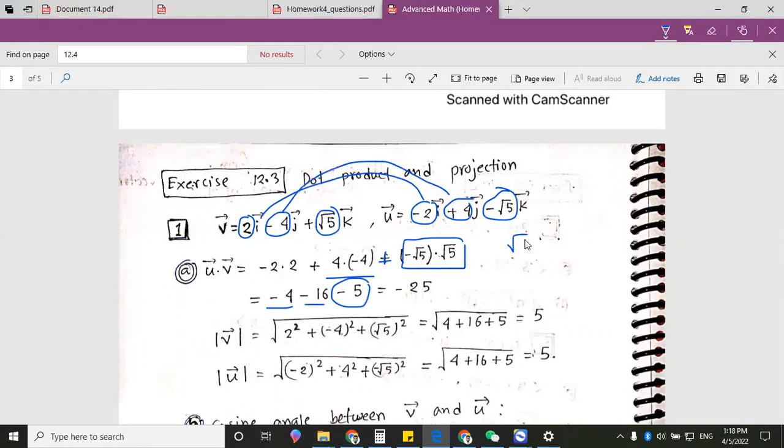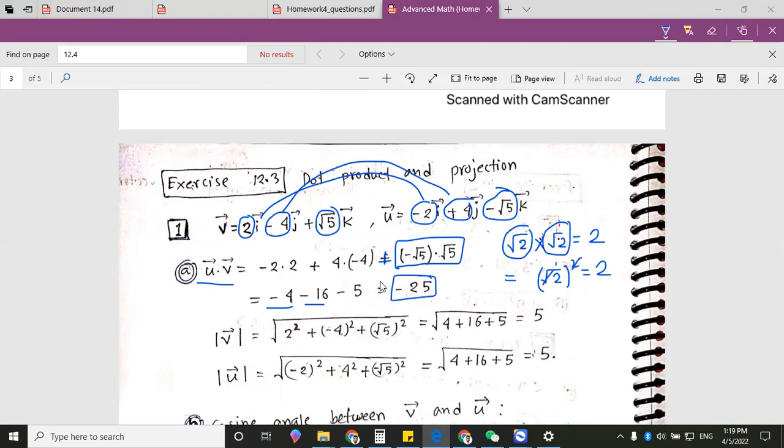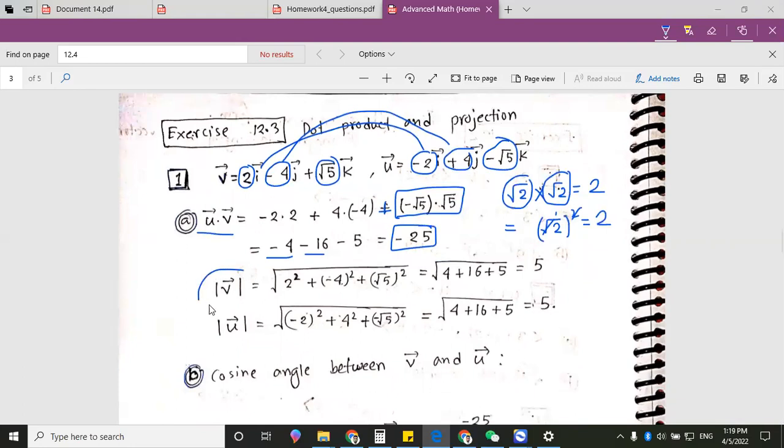For example, if we multiply root over 2 into root over 2, we will get a single 2. Because root over 2 multiplied by root over 2 means root over 2 whole square, and we know that a square and root get cancelled, so ultimately we get only 2. The same way here, root over 5 multiply minus root over 5, it will be minus 5. So if I calculate here, it will be minus 25. The answer, the dot product of u and v, will be minus 25.